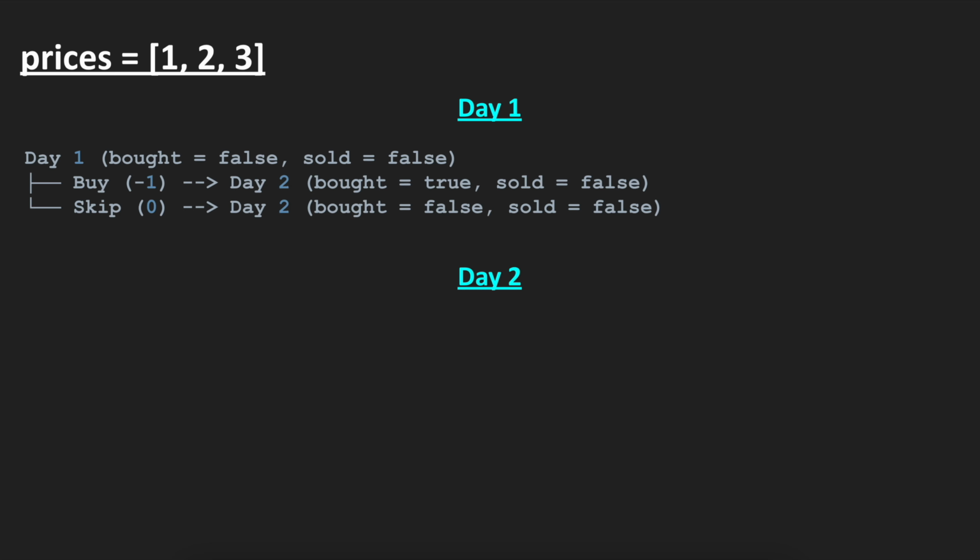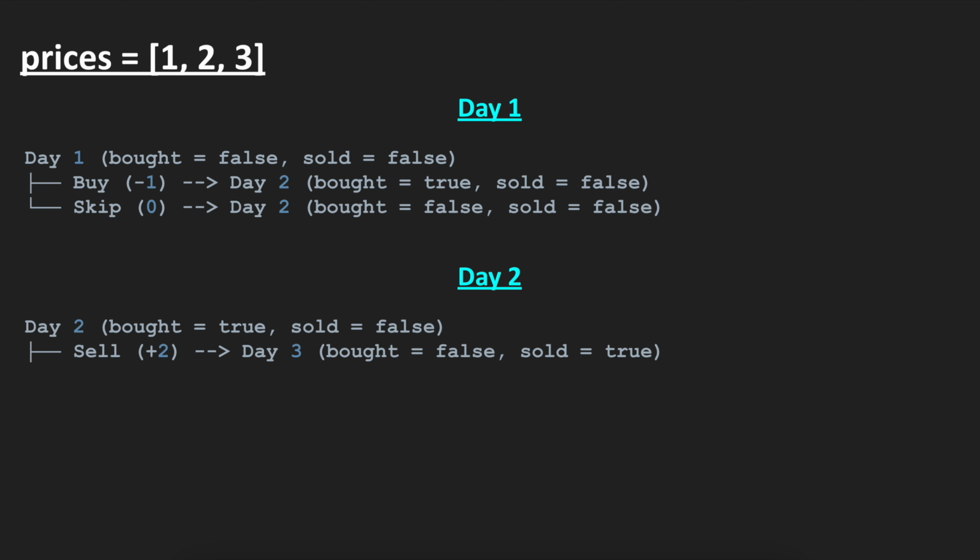And the next question is, on day 2, what are the other options? The first case is if we bought on day 1, which means our bought is equal to true and our sold is equal to false. If that is the case, what options do we have? The first one is that we sell our stock, so +2, which means our total max profit is equal to 1.